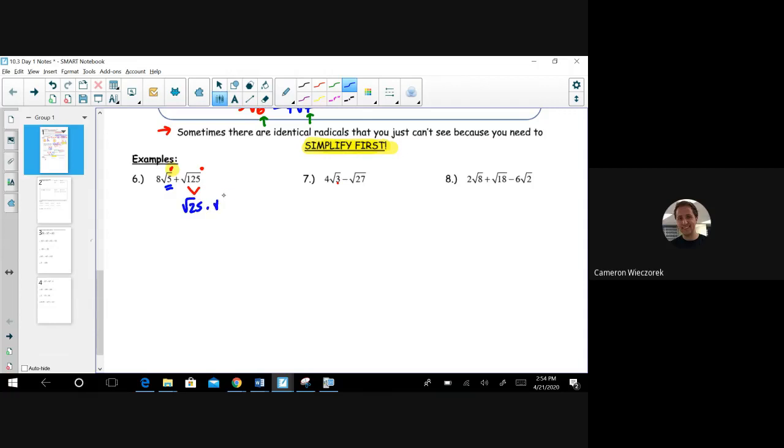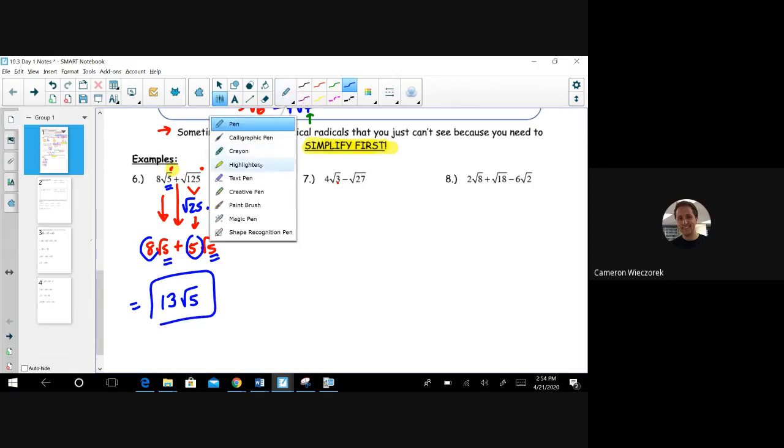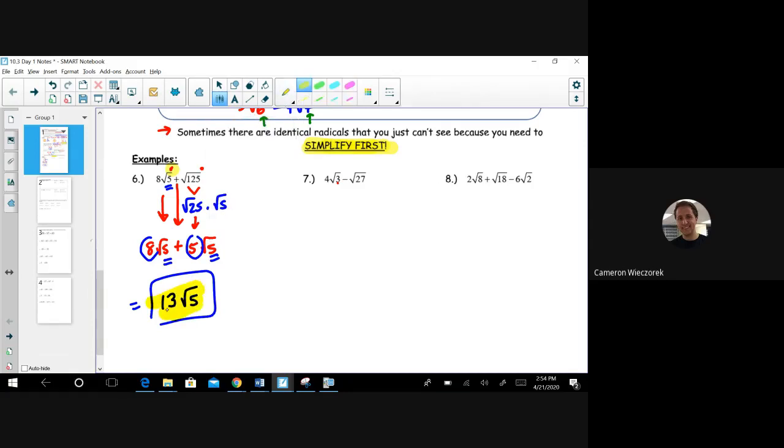This is rad 25 times rad 5. But rad 25 is just 5. So rad 125, once it takes off the mask, is really just 5 rad 5. And then I bring down the 8 rad 5 from the beginning and the addition sign. And hey, look at that. Now they do have the same radical. So I can add the coefficients in front. 8 rad 5 plus 5 rad 5. I'm going to add those numbers I circled. That would just be 13 rad 5. So sometimes you got to look at the problem and say, can I break down any of the original radicals?